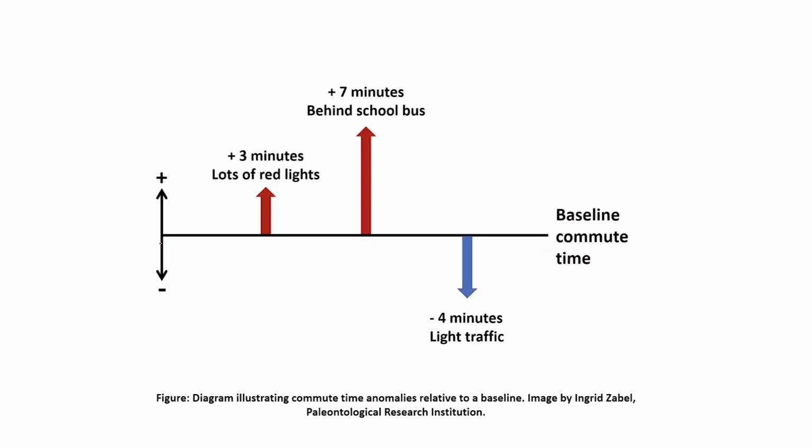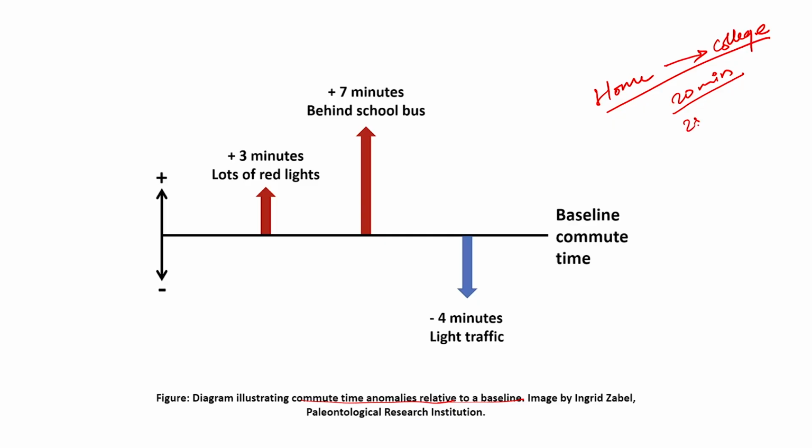This is a diagram illustrating commute time anomalies relative to baseline. Let's say I travel from my home to office or home to college. We all travel from home to college daily, and it takes us roughly 20 minutes. But we can't reach at exactly 20 minutes every time, correct? Sometimes we may reach at 25 minutes, sometimes if there's no traffic, within 15 minutes. So if 20 minutes is the average, that doesn't mean every time we will reach in 20 minutes. Sometimes it may take more, sometimes less time.